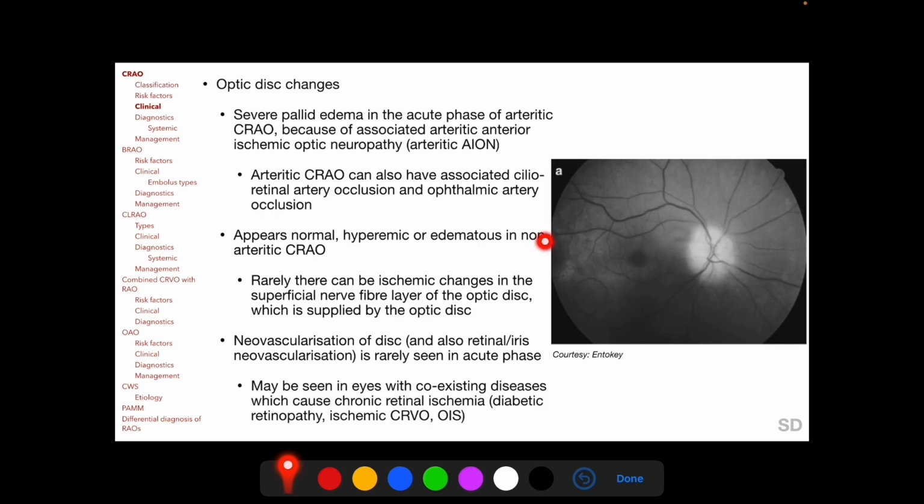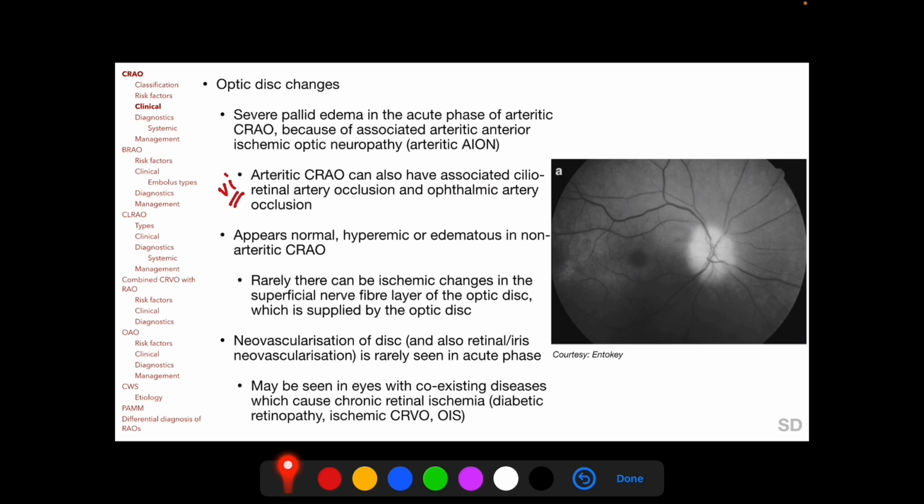In non-arteritic CRAO, the optic disc typically appears normal and less frequently can be hyperemic or edematous, whereas in an arteritic CRAO, the optic disc appears severely pale because of the associated arteritic anterior ischemic optic neuropathy. And it is very important to understand that the arteritic process, which involves the central retinal artery, can also involve the posterior ciliary circulation supplying the optic nerve and the cilioretinal artery, as well as the ophthalmic artery.